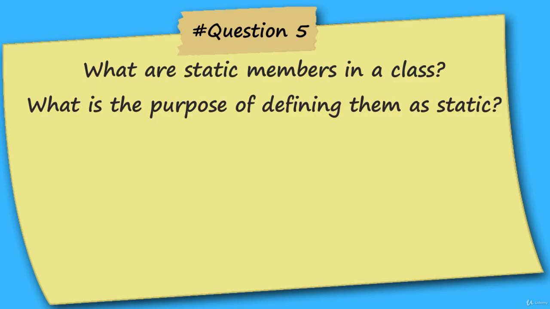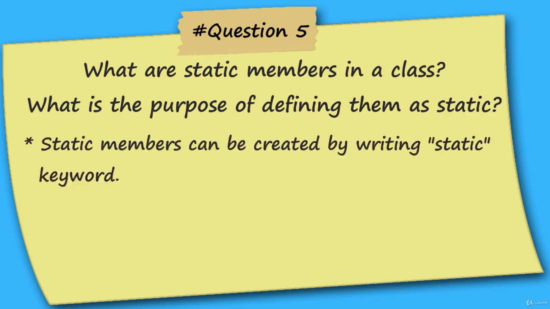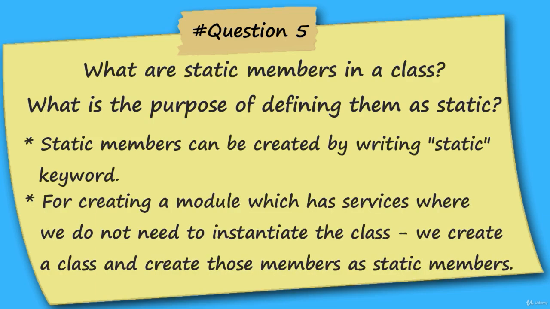Fifth question is, what are static members in a class? What is the purpose of defining them as static? We have already seen that we write just a static keyword and we can create static members. And the purpose, as I mentioned, is that when you are creating a module which has services where you do not need to instantiate the class, you do not need an object, like application version or a few other services related to versioning or application name, then generally we do not want to instantiate those classes. So we create a class and we create those members as static members.